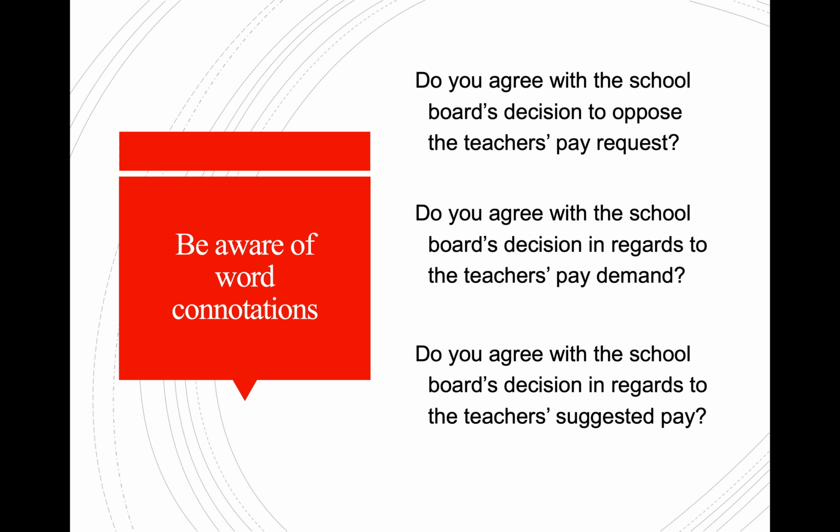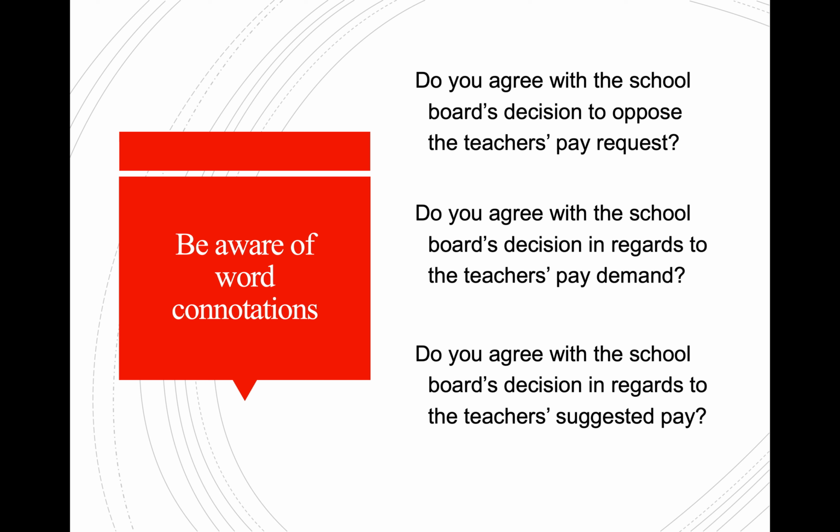You want to be careful about word connotations, because when you're deploying a survey, you're not there to explain what you mean. And the words that you write can actually be quite biased without you even meaning them to. So these are 3 examples of the same question. Do you agree with the school board's decision to oppose the teacher's pay request? So that word there, the oppose, it makes the school board sound like they're just really oppositional and mean.